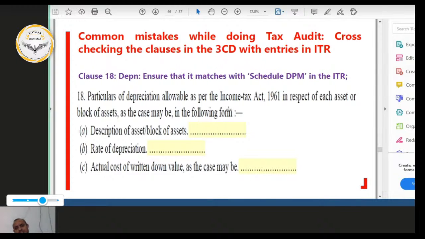Yes, depreciation. So whatever depreciation you are doing, ensure that it matches. See, broad numbers you should match. The details, the method of reporting, the columns which will be reported may be slightly different, but broadly the numbers are to be matched. Mapped, yeah.